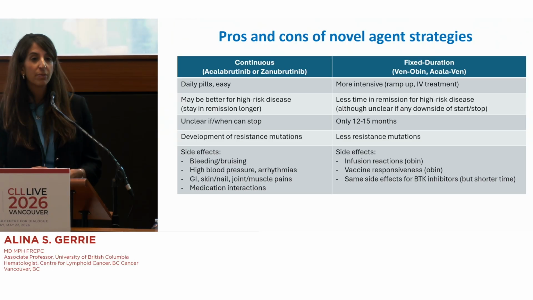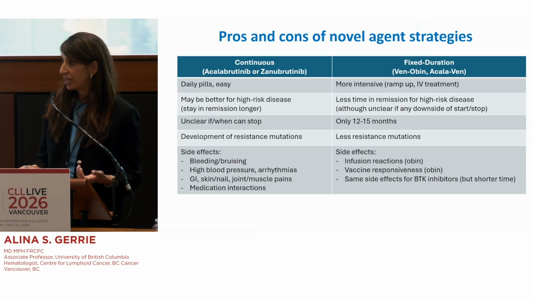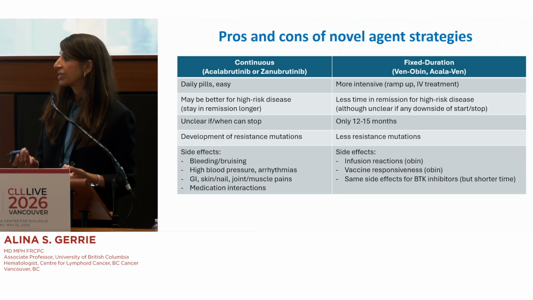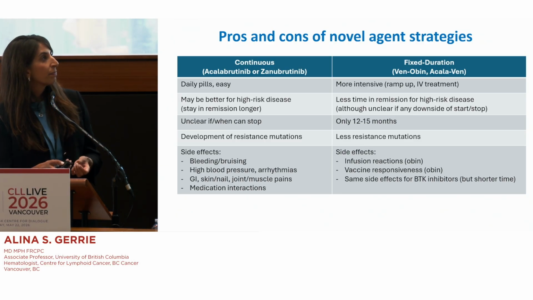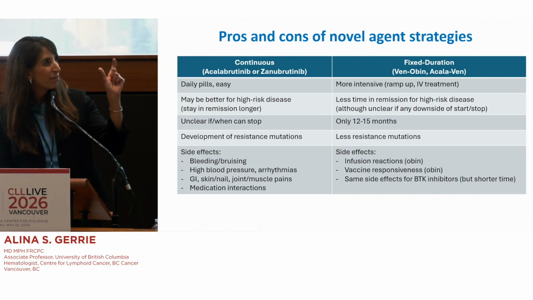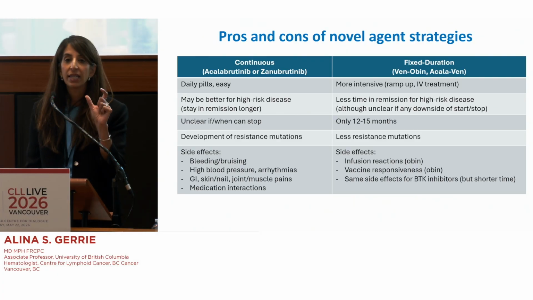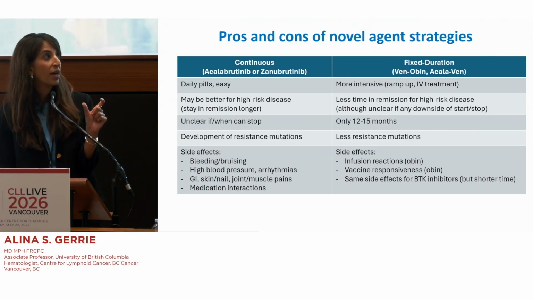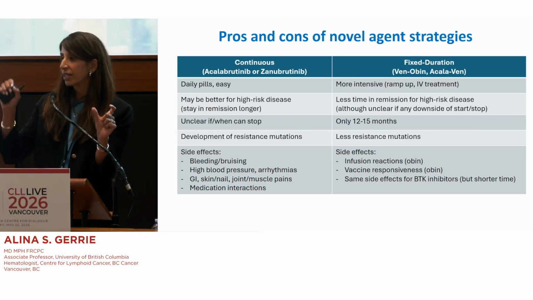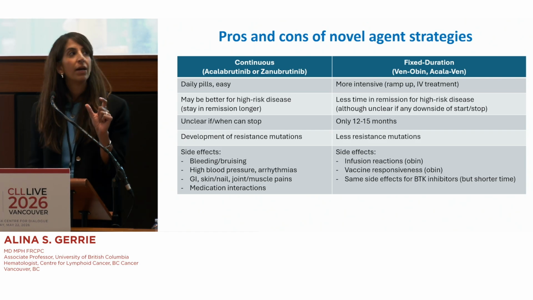If you get obinutuzumab, it's an IV treatment. You have to come into the center. It's usually once a month for 6 months. There are those infusion reactions. I mentioned there might be a signal that you could be in remission for less time if you have higher risk disease like deletion 17p. But as I mentioned, we're not really sure if there's any downside of starting and stopping treatment over time.